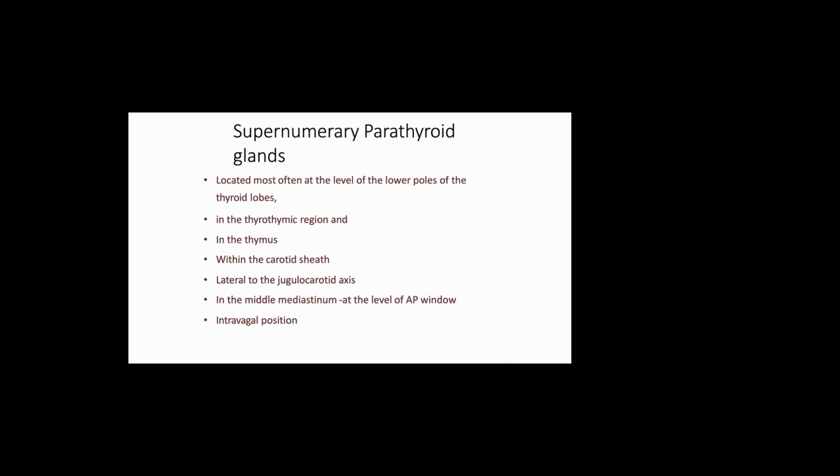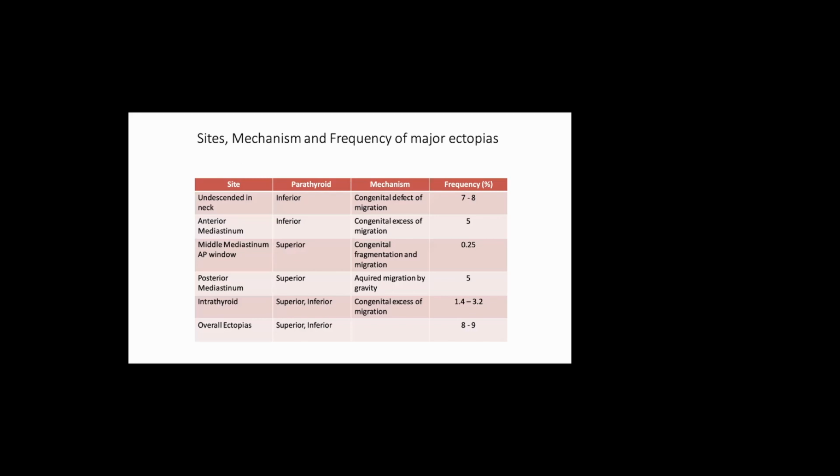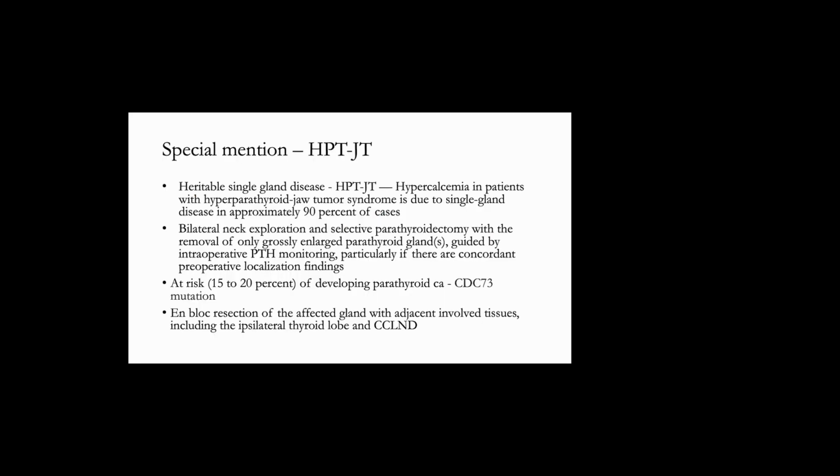These are located most often at the level of the lower poles of the thyroid lobes, in the thyrothymic region, in the thymus, within the carotid sheath, lateral to the jugular-carotid axis, in the middle mediastinum, at the level of the hyoid, or intravagal. I mean, there have been cases where, within the bundle of the vagus nerve, people have also found parathyroid adenomas. So that is how complex it can be.